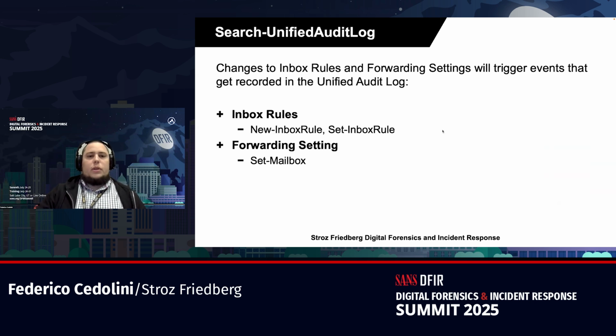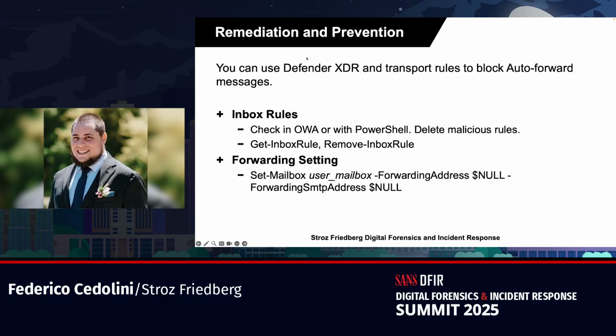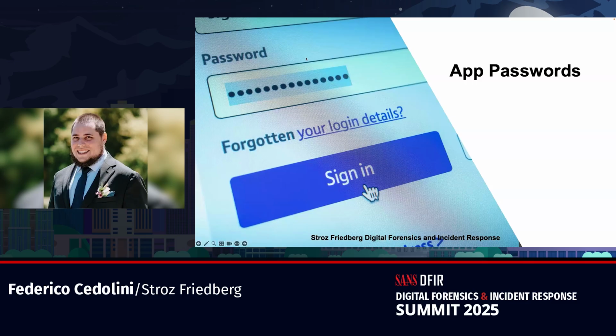So what can we do about this? Usually changes on inbox rules will trigger events. So what can organizations do to prevent or to remediate this type of persistence mechanism? Using Defender XDR to block automatic forwarding outside of your organization is a very good approach. Okay, let's keep going.